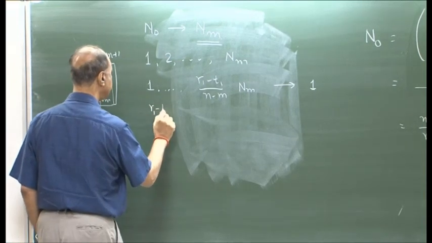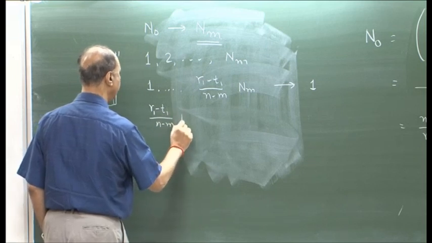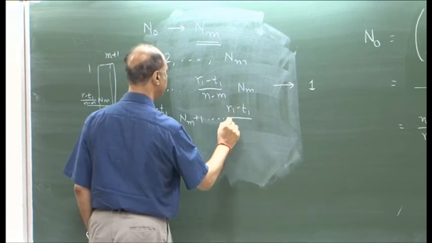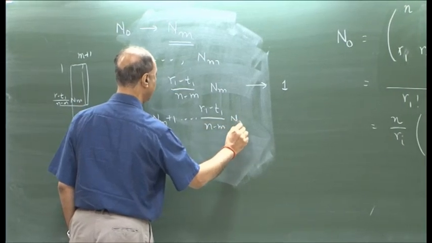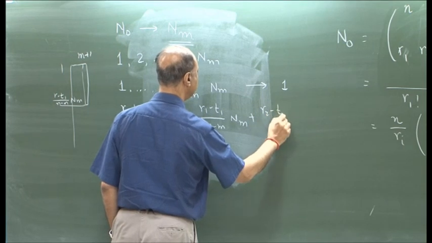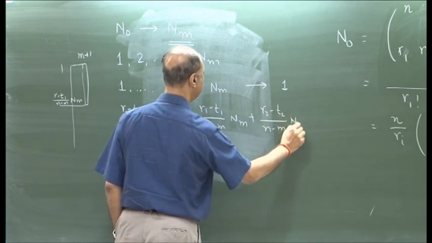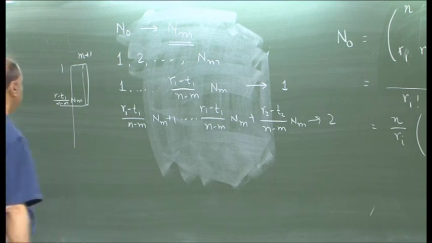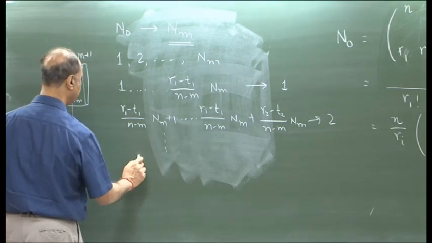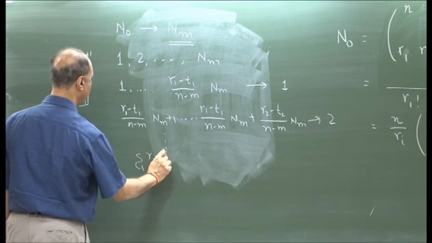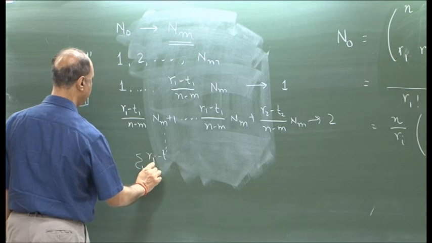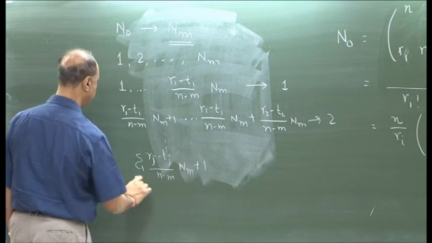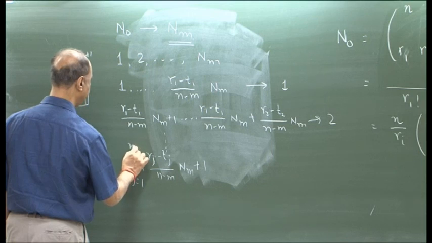Now from (R1 minus T1) over (n minus m) Nm plus 1, up to (R1 minus T1) over (n minus m) Nm plus (R2 minus T2) over (n minus m) Nm, this will give you the object of type 2. Similarly, if I go further, the summation over j of (Rj minus Tj) over (n minus m) Nm plus 1, with j from 1 to k minus 1.